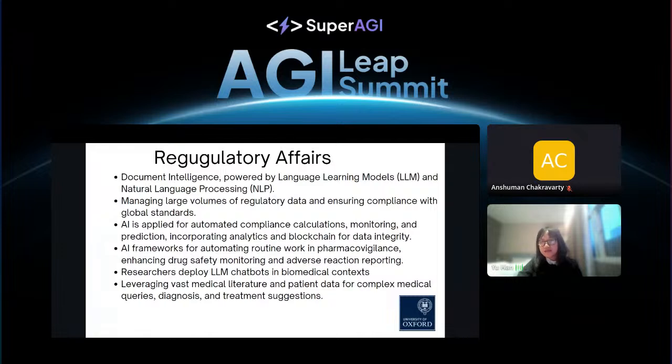And AI is now being applied for automatic compliance calculations, monitoring, and prediction. This involves the incorporation of analytics and blockchain technology to maintain data integrity. And also we can see a trend: AI frameworks are playing a pivotal role in automating routine work in PV, thereby enhancing drug safety monitoring and adverse event reporting.